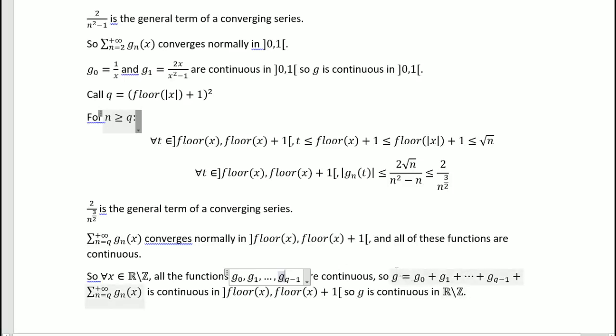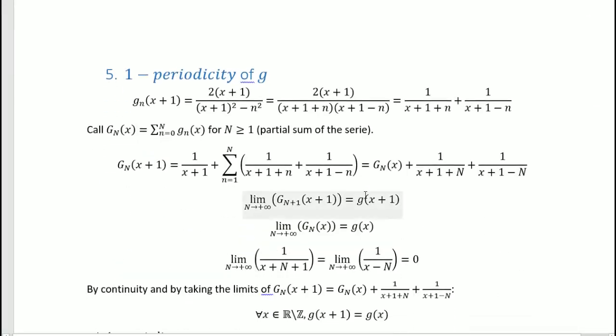So the sum of this plus this, which we've already proven is continuous, is continuous as well. So G is continuous on the reals without the integers. Okay, so now the fifth part, the one-periodicity of G.